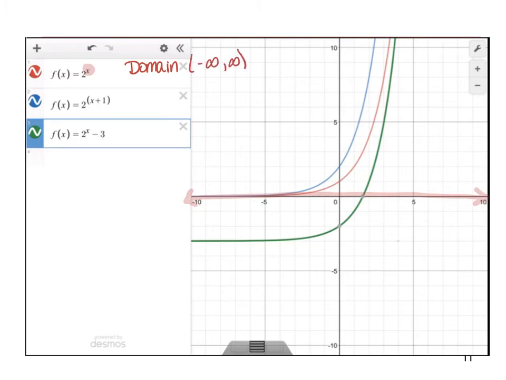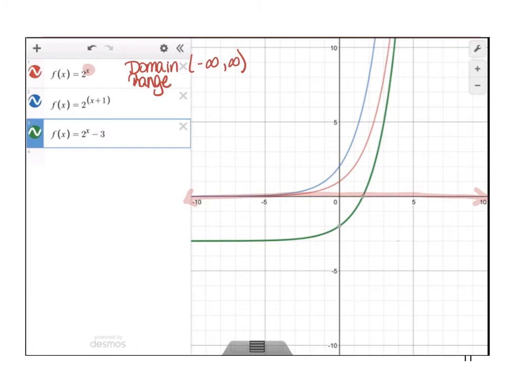And that's going to be true for all of these. I can put any number in for x. So my domain for my blue function and my green function, they're all real numbers. Now, my range is what values of y I end up having.